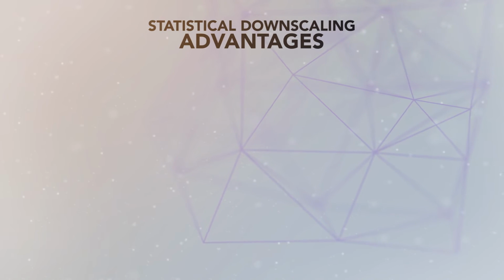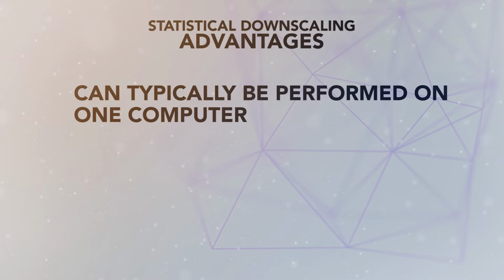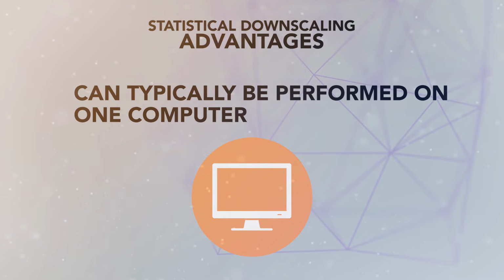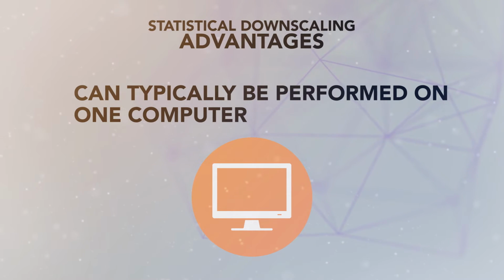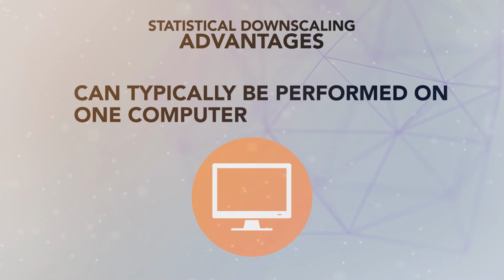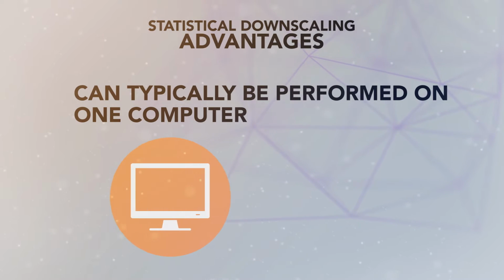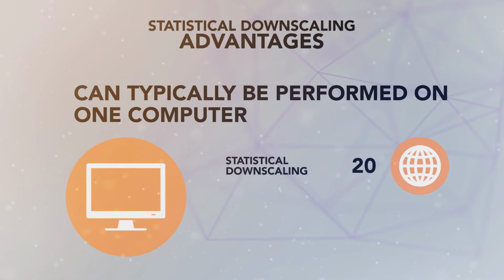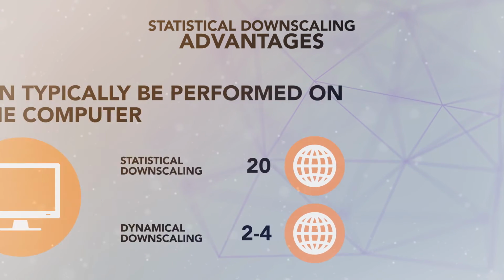First, statistical downscaling doesn't take a lot of intensive computer power and can typically be performed on one computer or a small server, while dynamical downscaling often requires multiple servers and supercomputing. The relatively inexpensive nature of statistical downscaling makes it easier to downscale more GCMs than dynamical downscaling. Typically, a statistical downscaling technique can easily downscale 20 GCMs, while dynamical downscaling may only use 2 to 4 GCMs.